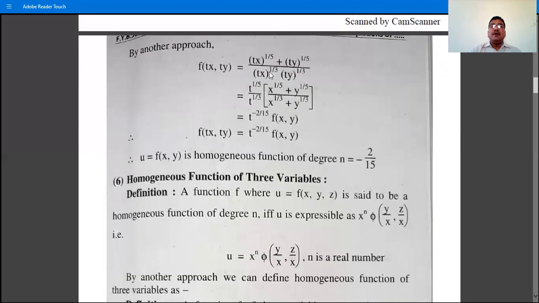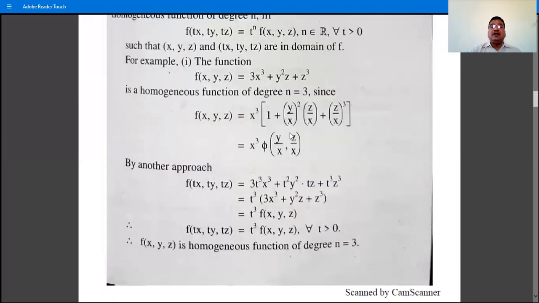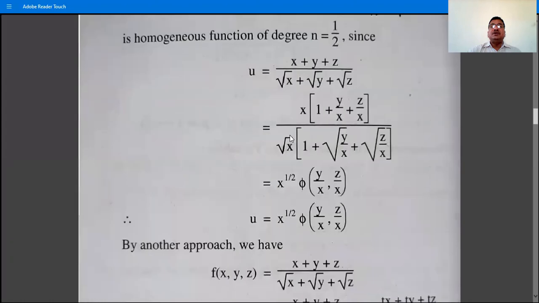And so t raised to 1 by 5 divided by t raised to 1 by 3 means t raised to 1 by 5 minus 1 by 3, and 1 by 5 minus 1 by 3 is minus 2 by 15. And this bracket is f of xy. So we say that f of tx, ty is expressed in the form t raised to minus 2 by 15 f of xy. And therefore f of xy is a homogeneous function of degree n equal to minus 2 by 15. So we can also check whether three variable functions are homogeneous functions.